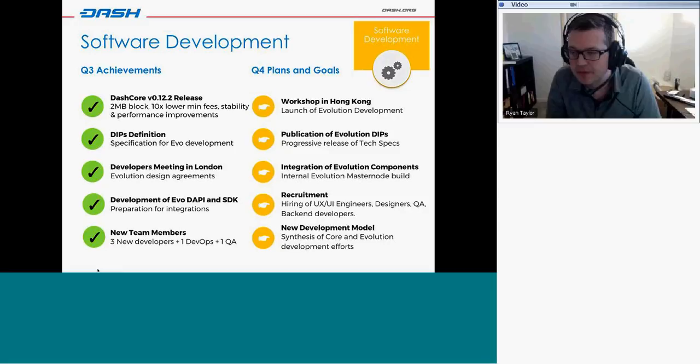Going forward, we're going to change up our development processes a little bit so that the core team and the Evolution team are working more closely together. Up until this last release, we've kind of been working in separate silos, and from this point moving forward for V13, all the dev teams for Evolution are going to be integrated and working a lot more closely with each other.